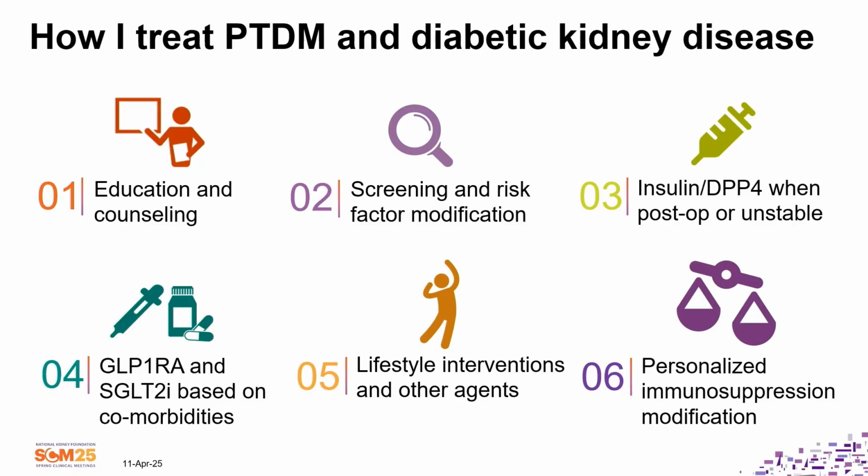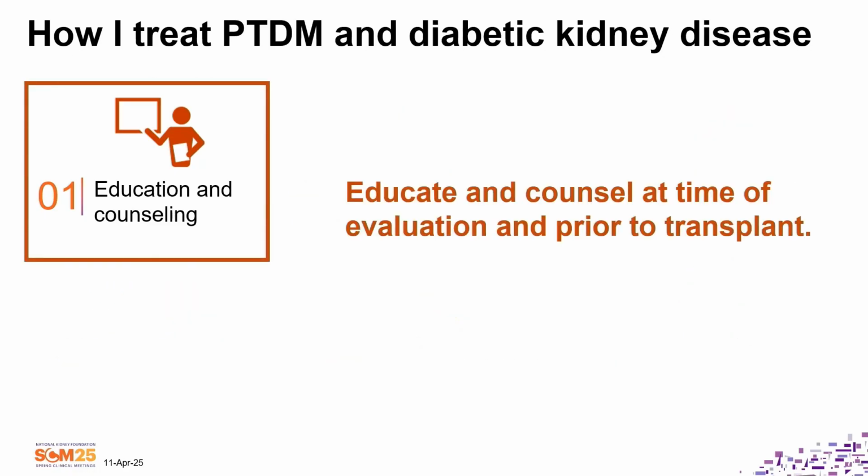So how I treat? First, we need to educate and counsel, and we should do it at time of evaluation and prior to transplant. This is a very common occurrence. Patient comes to us for evaluation. They're no longer on insulin. Some of them will even say, I'm no longer a diabetic. My A1C is 5. I'm off insulin. And we all know that after transplant, these patients probably will be required to come back on insulin, whether it's because they're now on immunosuppression or their kidney function has improved. And so I think setting expectations very early on about what to expect with their diabetes is very important.